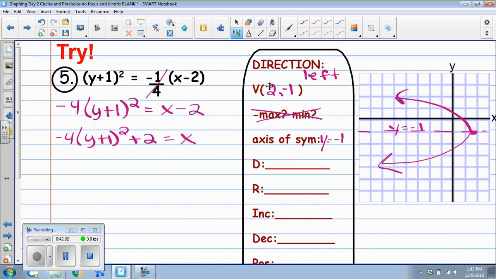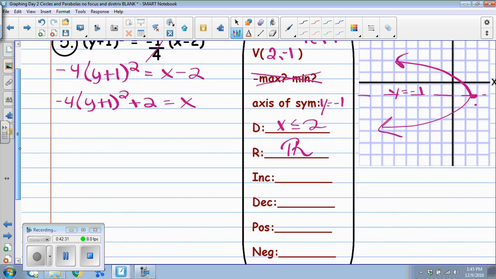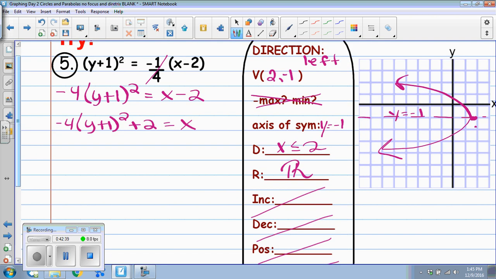I can say domain and range. What's my smallest value of x? Negative infinity. What's my largest value of x? 2. So my domain is x less than or equal to 2. My range, all real numbers. And the rest is irrelevant because it's not a function. Cannot answer those questions truthfully.